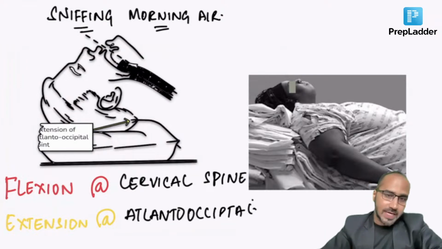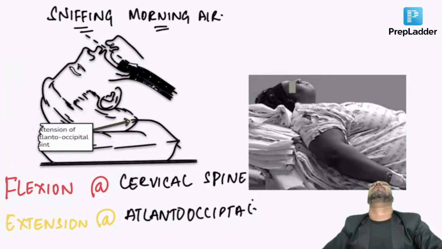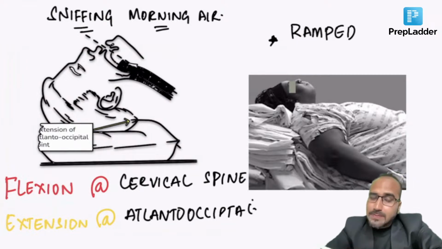Rose position is different, guys. Rose position means you are putting the pillow beneath the shoulder blades. That is basically for tonsillectomies and all. Okay. So sniffing morning air posture is this, right? Next is what, guys? Next is ramped position.